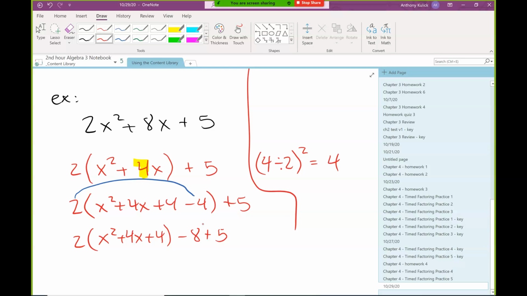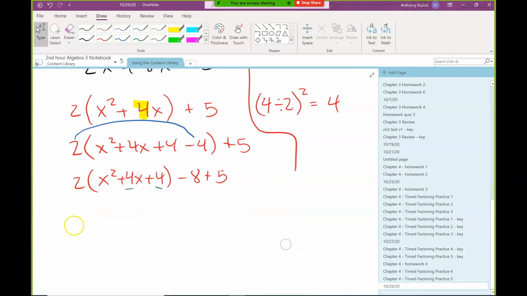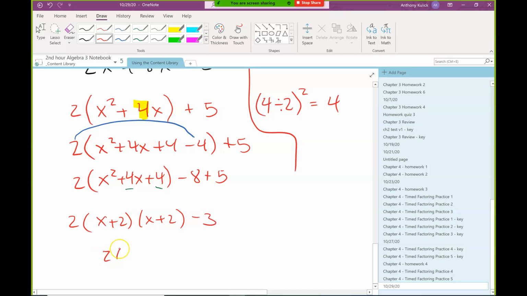So now I can ask myself, what 2 things multiply to give me 4 and add to give me 4? That's 2 and 2. And then negative 8 plus 5 is negative 3. And x plus 2 times x plus 2 is x plus 2 squared. And there I'm done.